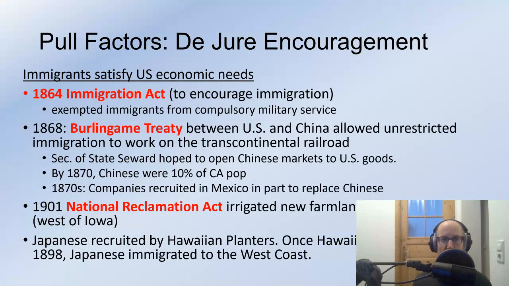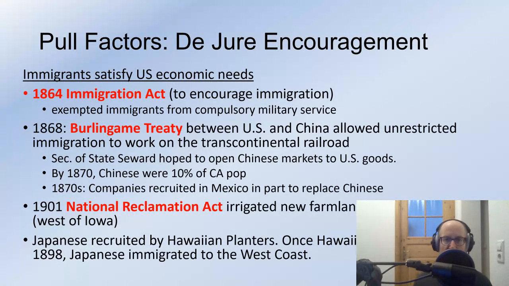In 1864, at the height of the Civil War, when Sherman's troops were marching to the sea and tearing up everything in their path, the Lincoln administration passed the Immigration Act, which exempted immigrants from compulsory military service, basically saying, we want more people to come here. We're going to need a lot of help rebuilding the economy after the war. You don't have to join the military if you come to the United States. Please come.